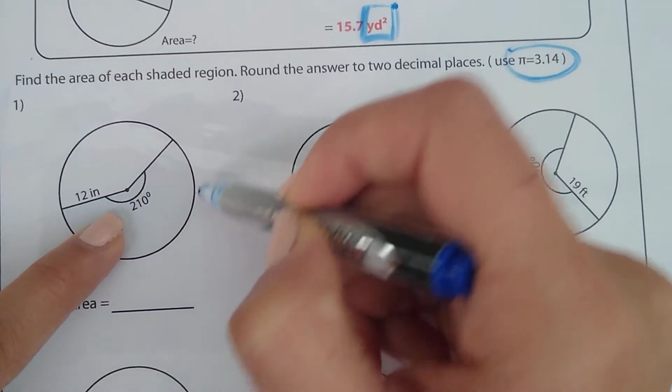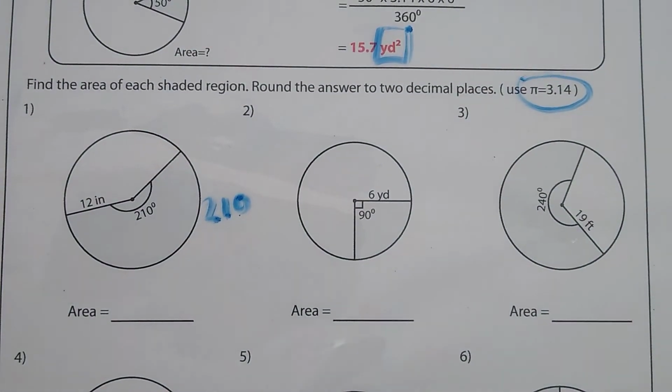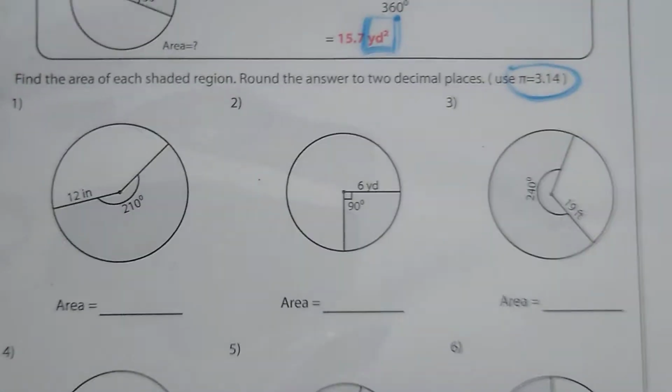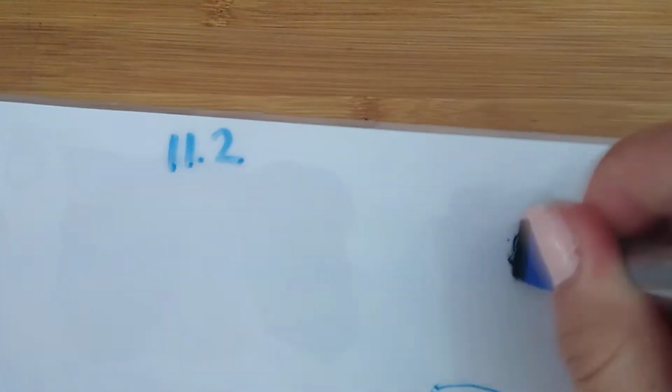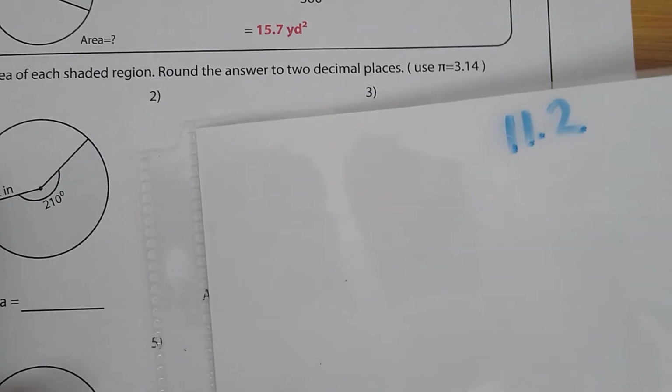I'm going to do it right here. Actually, you know what, I don't want to be squished. I'm going to use a different sheet. Okay, I'm going to go ahead and do it here. So the very first problem is number 1 right here.